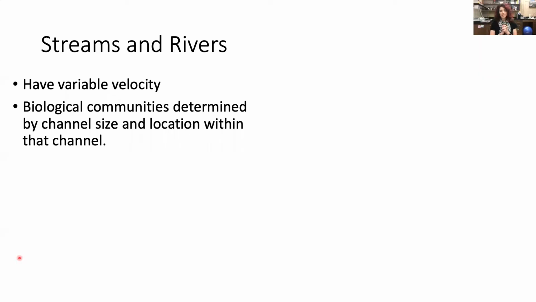So talking in detail about streams and rivers, let's talk about their physical characteristics. Streams and rivers, of course, have variable velocity, even within a single river or a stream. And biological communities within streams and rivers are determined by channel size and location within that channel.